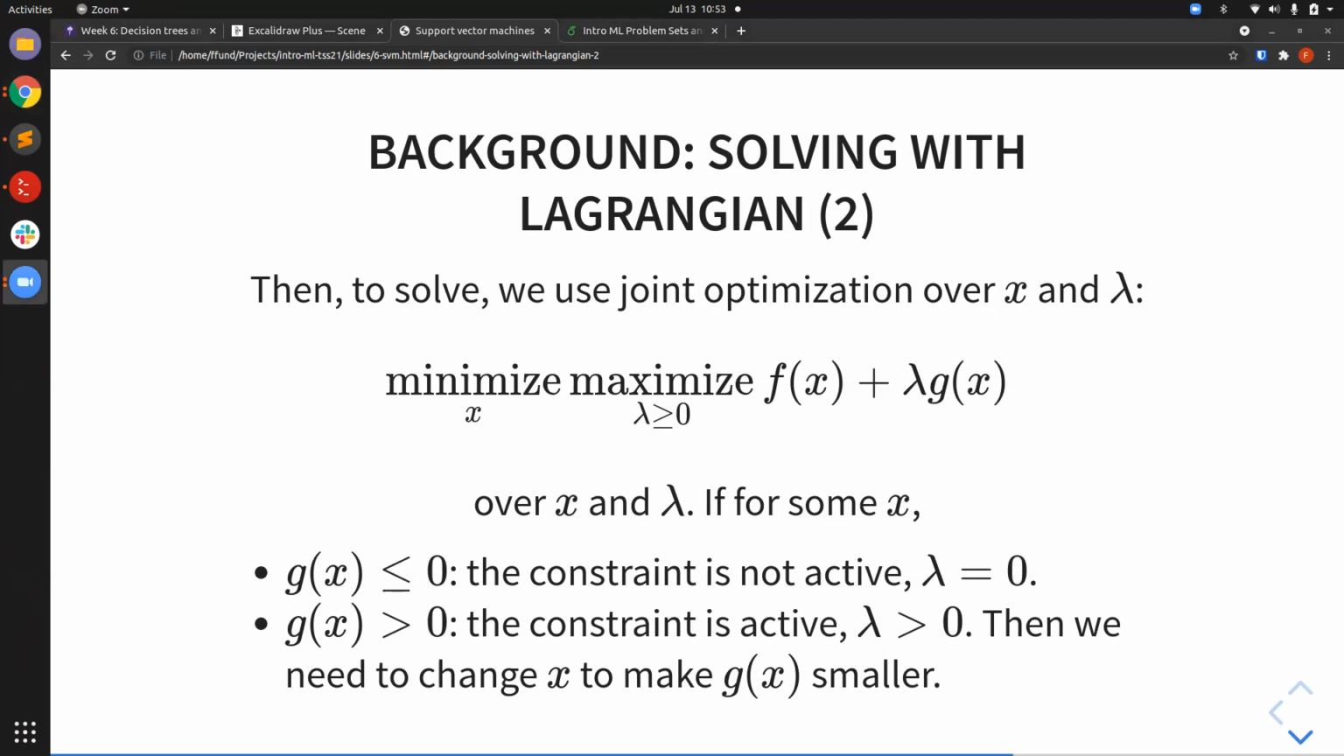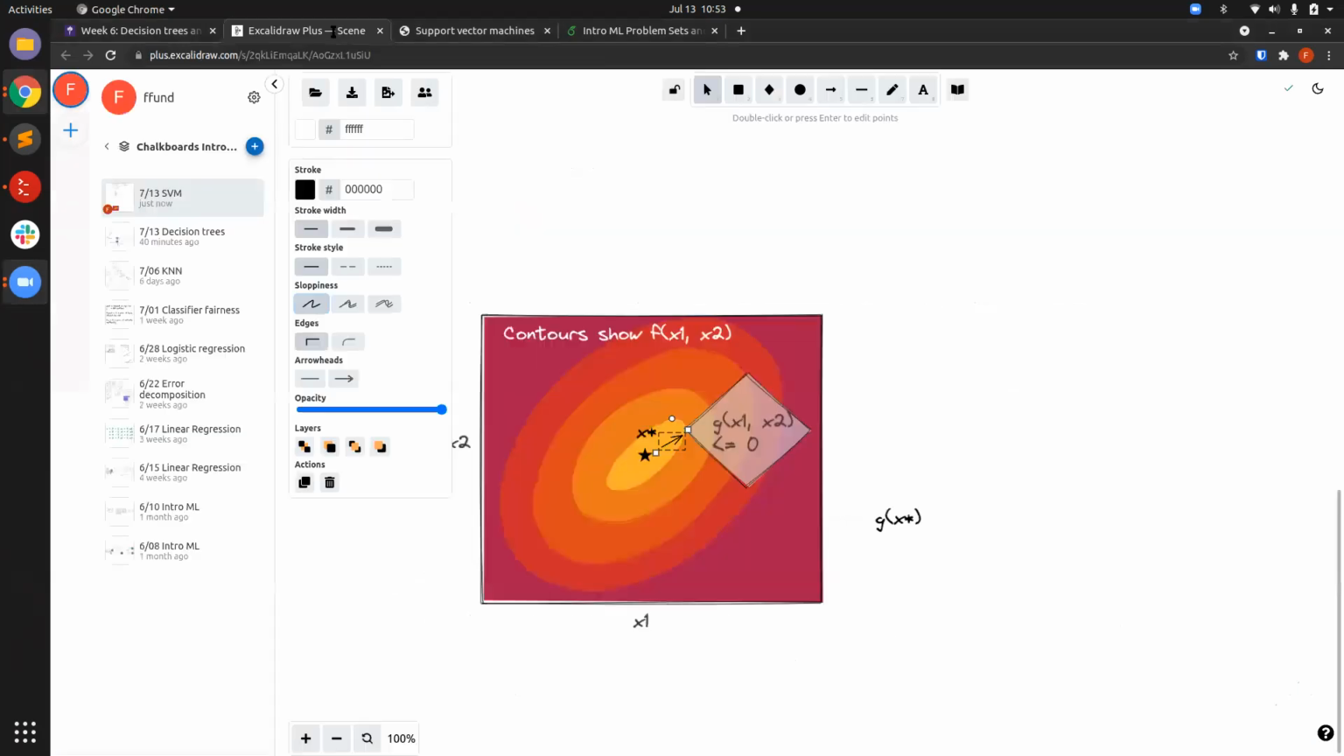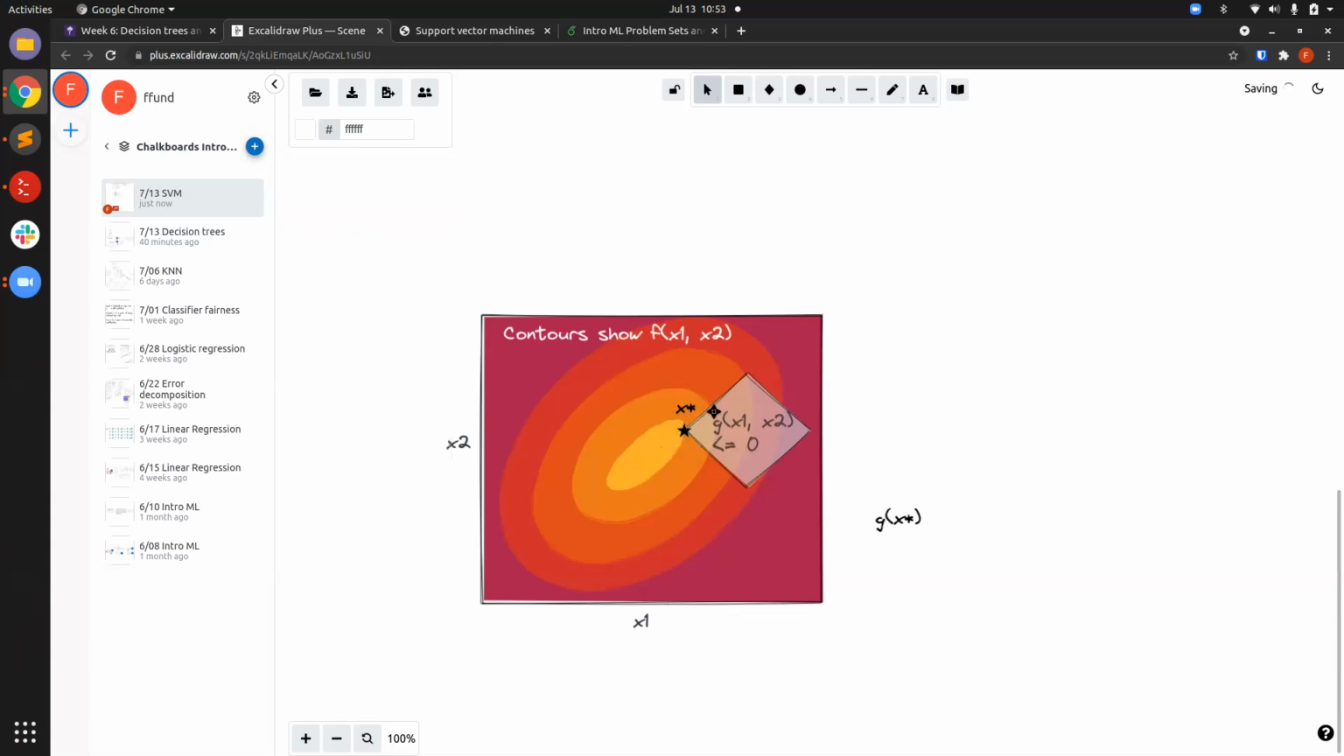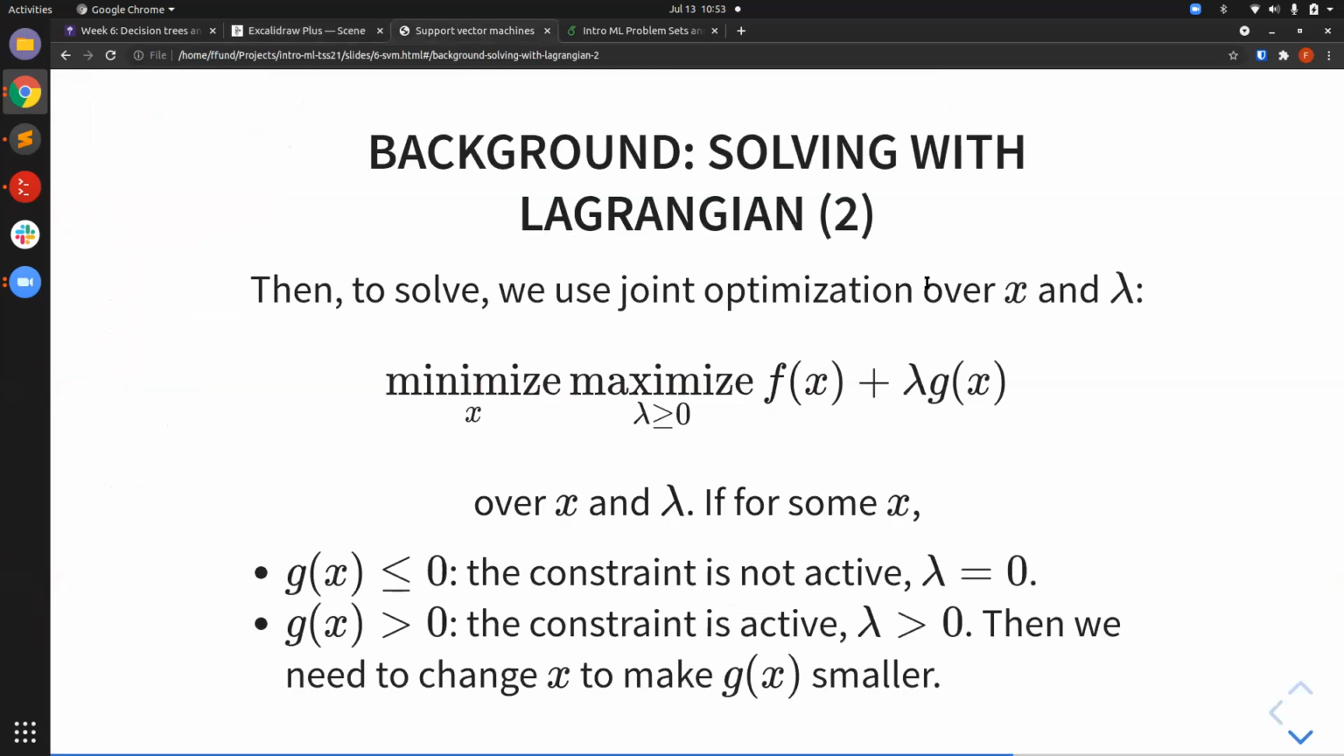Okay. So I solve this optimization in the usual way. I take the partial derivative of this with respect to every argument, set it to 0, find the solution. But I have this pull between f of x and lambda g of x that ends up making the constraint tight. So I end up with a solution where either g of x is equal to 0, so I'm at the edge here, and lambda is non-zero, or the constraint is not active, and then lambda equals 0. Okay, so this is how the constraint optimization works.